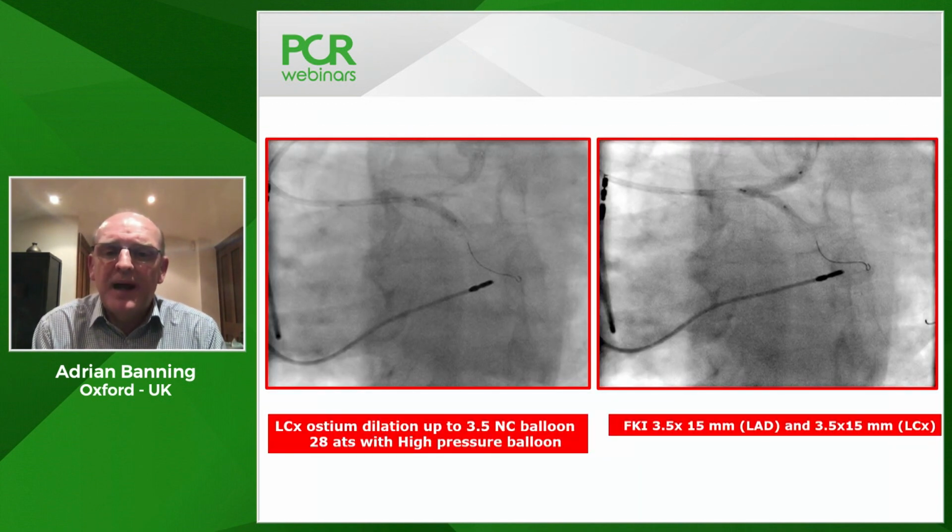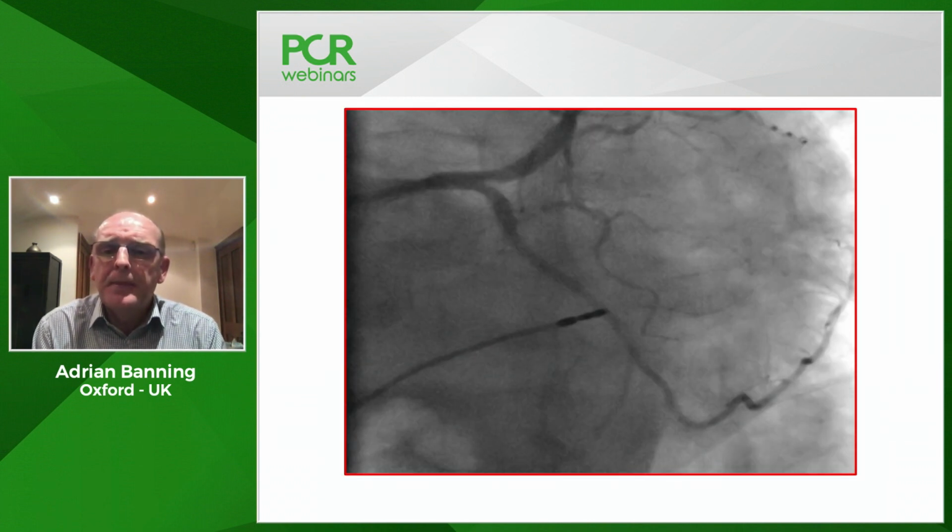So we're then able to pass a balloon really quite easily and did aggressive balloon inflation up to 28 atmospheres with a 3.5 balloon and then undertake a kissing balloon inflation, once again, relatively high pressure with 3.5 balloons. Next slide, please. And this was our result. So we then did some imaging again.